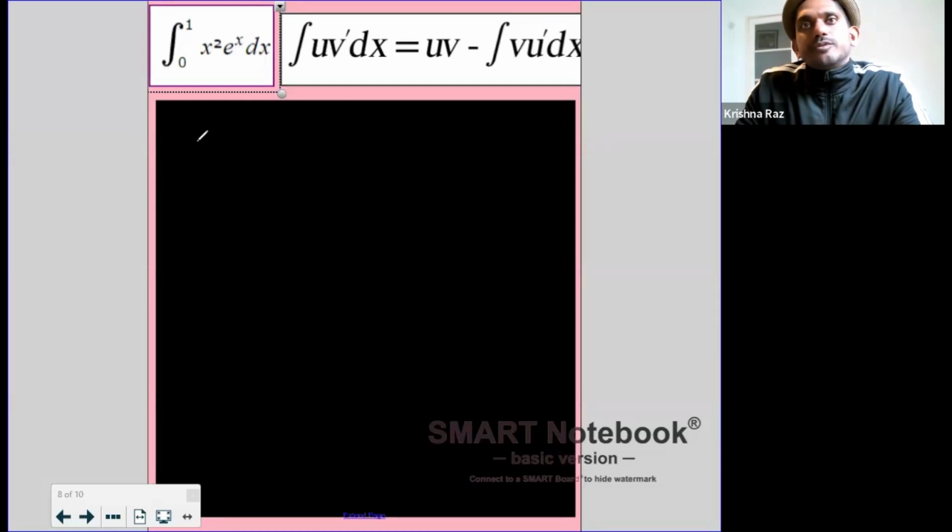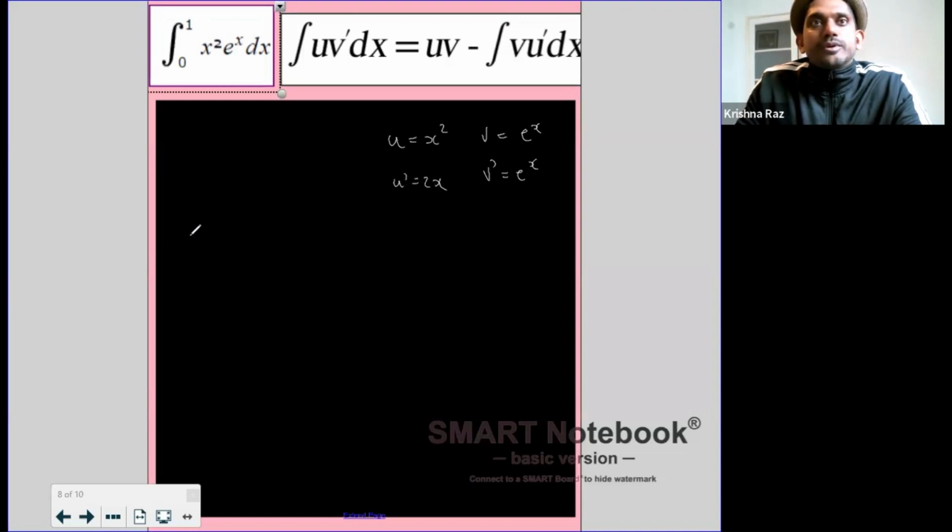Here, if you remember the priority order, we had ln x e. So in this question, it will be x squared that will be our u, and e to the x will be our v dash. So when we integrate e to the x, we'll get e to the x. And if we differentiate x squared, we get 2x.